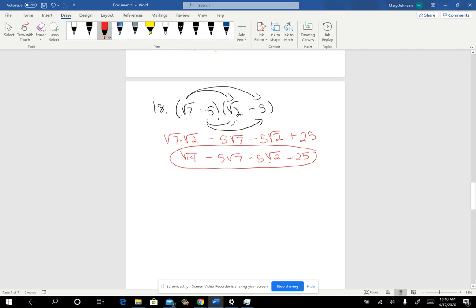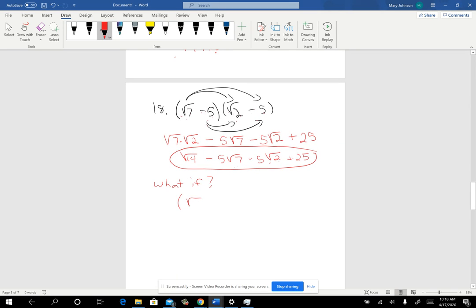All right, but sometimes you'll have a problem like, what if we had something like square root of 7 minus 5 times square root of 7, and maybe we even could have a number on these. Let's put a number on here to make it a little more interesting. Maybe we could have 2 square root of 7 minus 5 and 3 square root of 7 plus 2. Let's see what happens there.